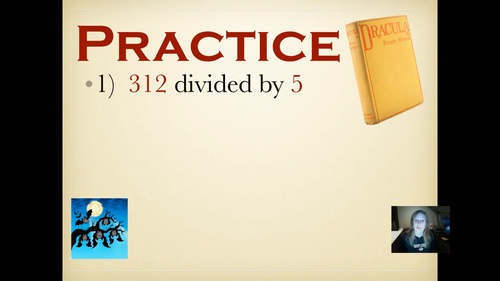Our first one is 312 divided by 5. A quick note of advice. Check first to see if you can easily round to the greatest place value and if you can divide that number by 5 using mental math. If you can't, then use compatible numbers to solve it. Pause and push play when you're ready.